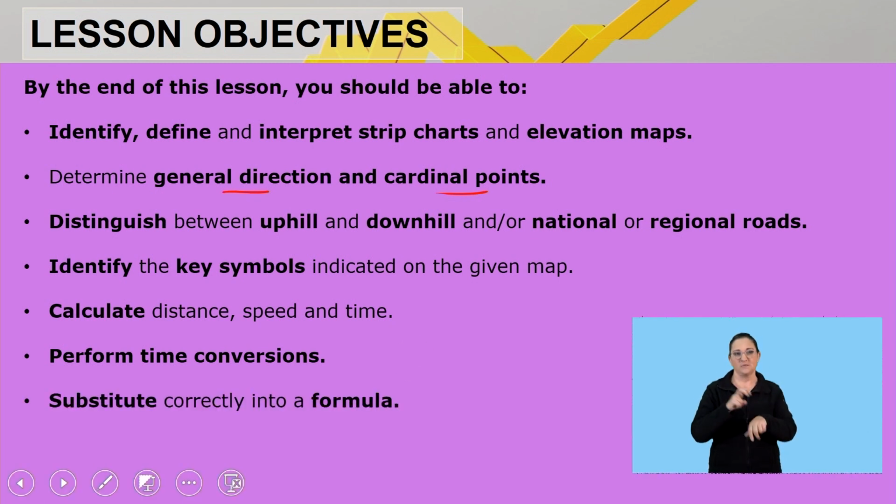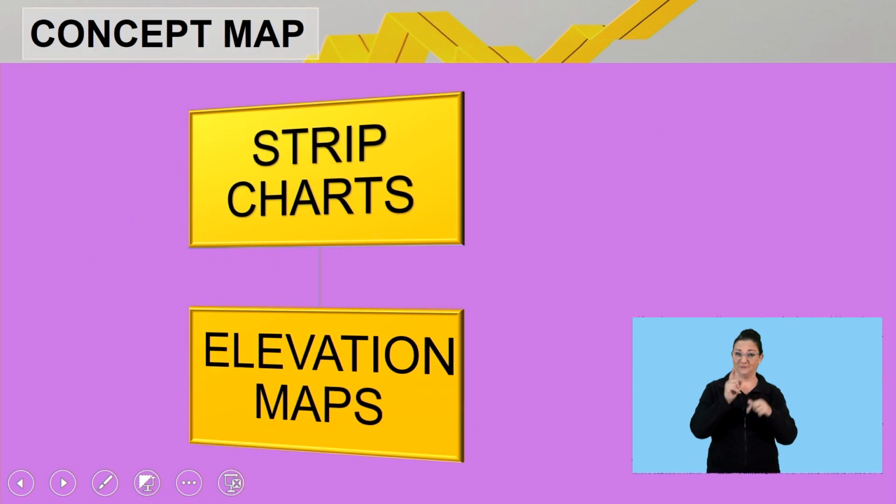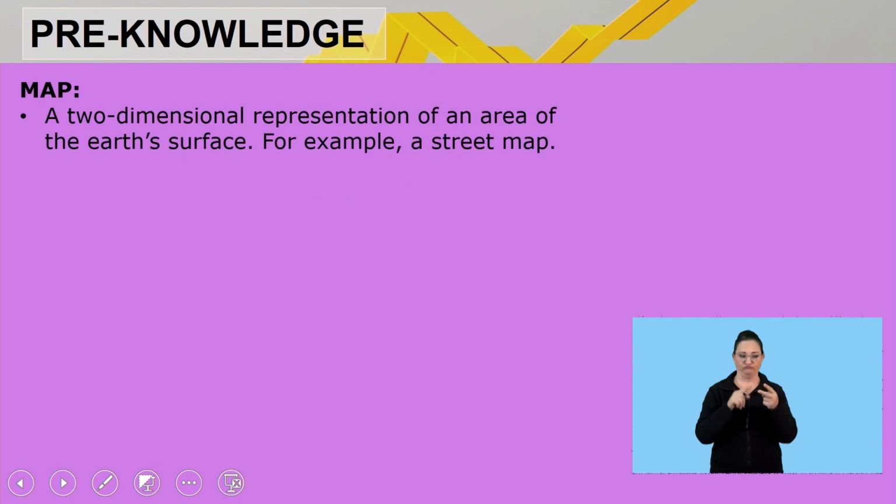Also important in today's lesson is that you must be able to substitute correctly into a formula. And coupled with that, you must be able to manipulate, meaning change the subject of a given formula. All right, so those are our lesson objectives. Now let's quickly look at what we will focus on. As I've indicated, today's lesson will be on strip charts as well as on elevation maps. So those are the 2 things that we will be focusing on in today's lesson.